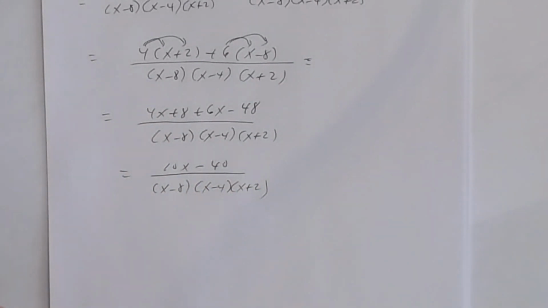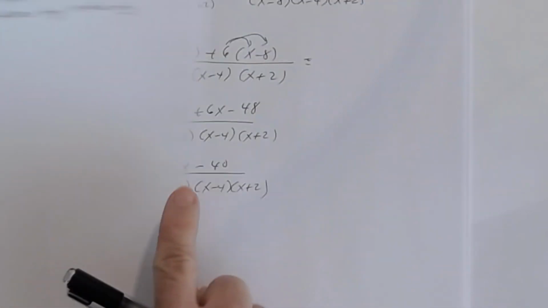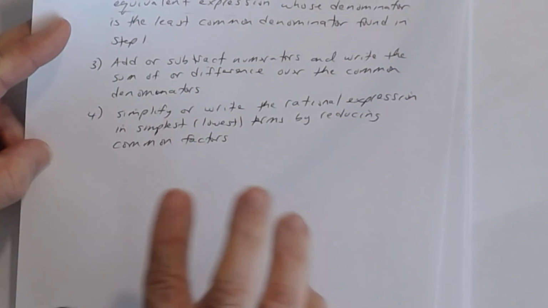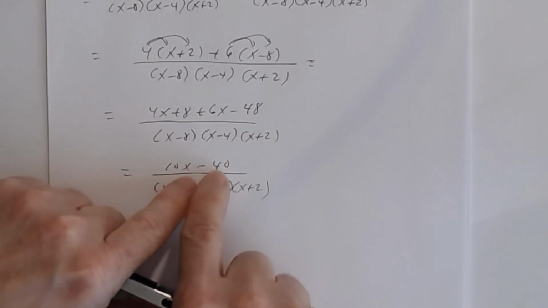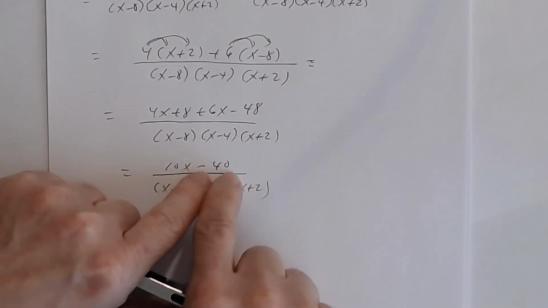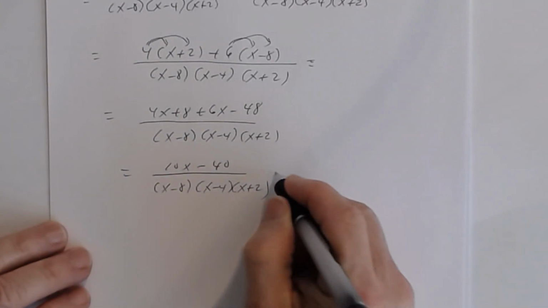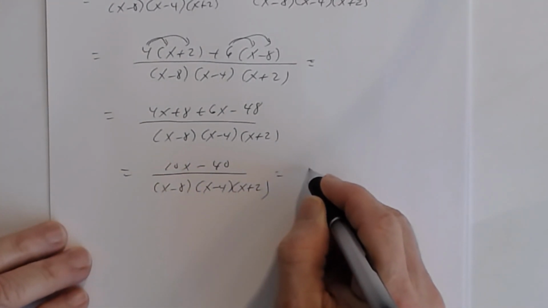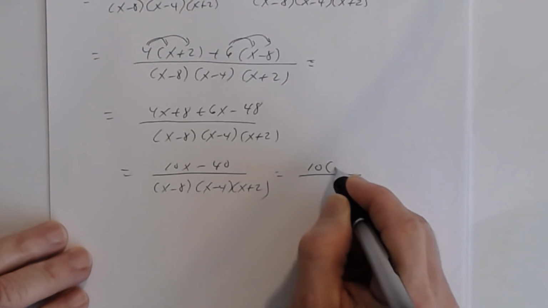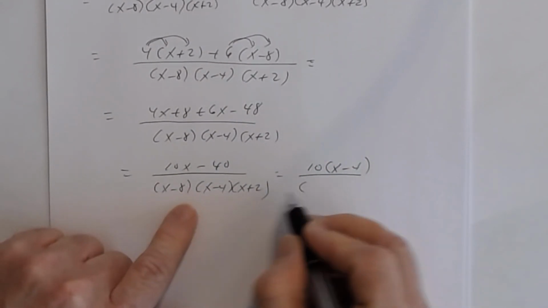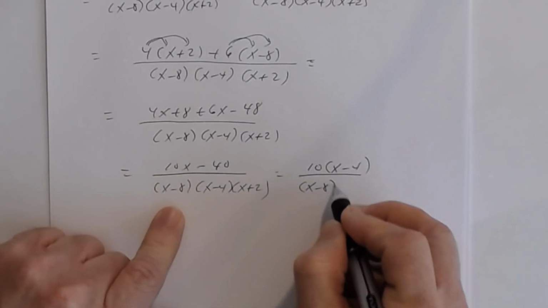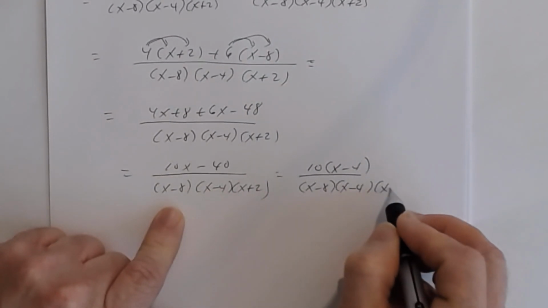So now we're at this step, step 4. Once you get to that point, you've got to simplify if you can. In the previous 4 problems, we could not simplify. But here I can, because notice the GCF here is 10. I can factor out a 10. So if I factor out a 10, look what happens. The numerator is 10 times x minus 4. See that? That's this. And then over the LCD, which is x minus 8, x minus 4, x plus 2.